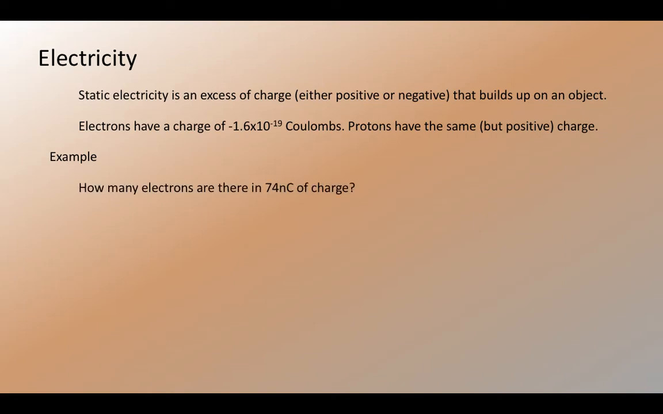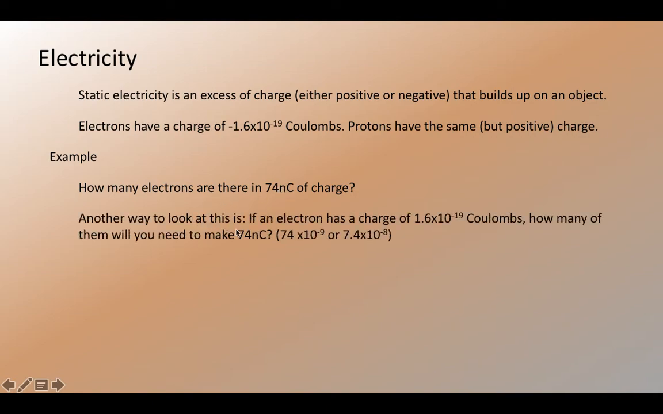How many electrons are there in 74 nanocoulombs? Now you notice right here, nano is a little n. So another way to look at this is if an electron has a charge of 1.6 times 10 to the negative 19 coulombs, how many of them will we need to make 74 nanocoulombs? Now notice, 74 times 10 to the negative 9th, or 7.4 times 10 to the negative 8th.